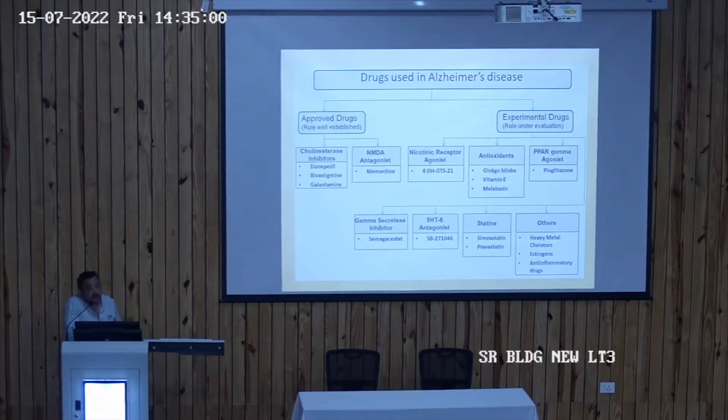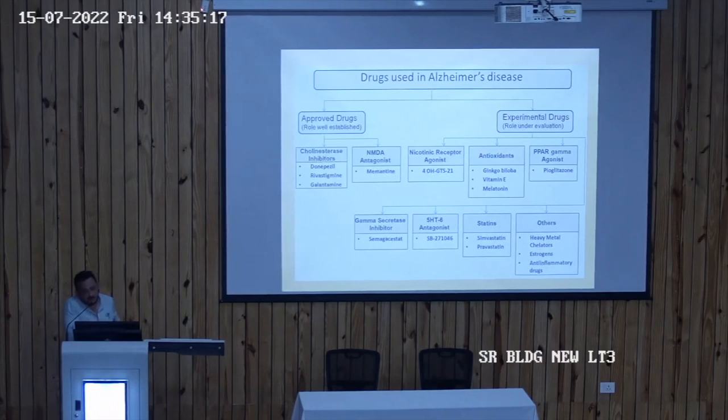Ginkgo biloba, खाया किसी ने? खाया? नहीं खाया? रिवाइटल खाइए किसी ने? उसमें होता है.